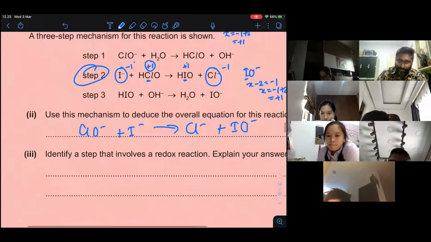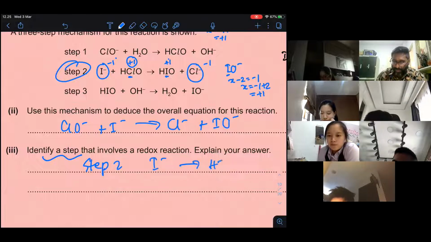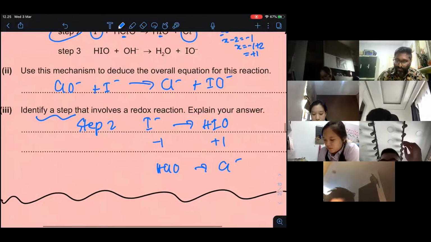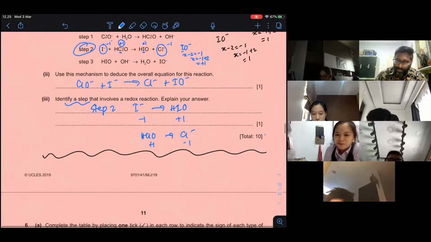Identify one step and explain. So you explain step 2, and you need to explain I minus to become HIO. So it's going to be -1 to +1. And then you mention HClO to become Cl minus, so from +1 to become -1. You have to mention that. That is going to give you the 1 mark.